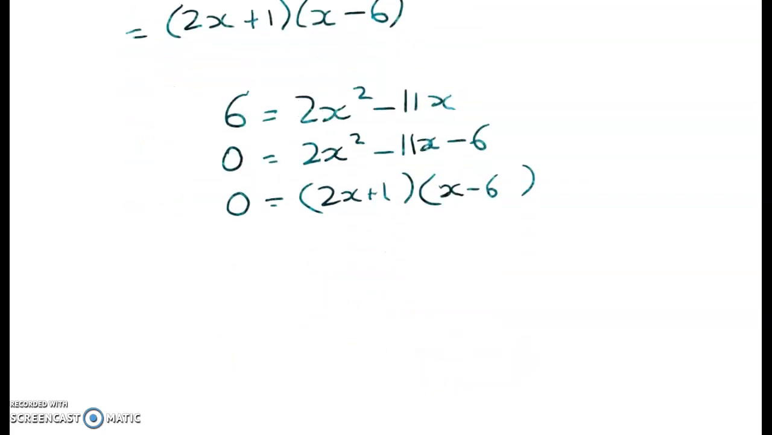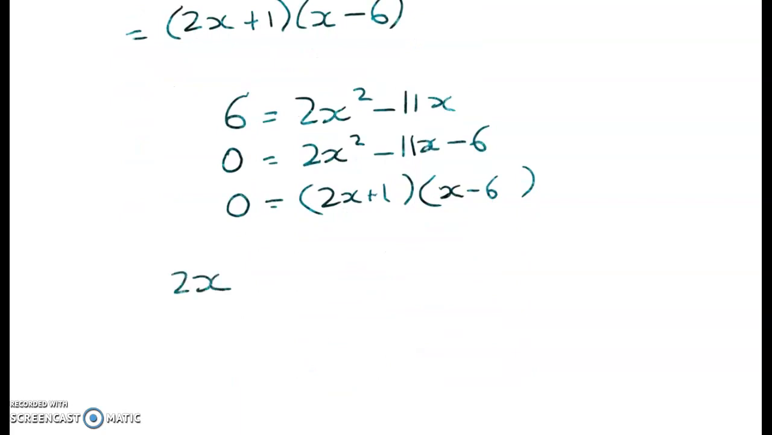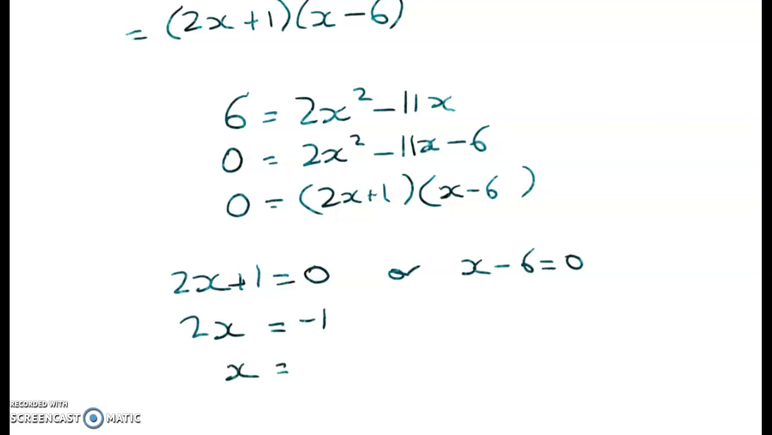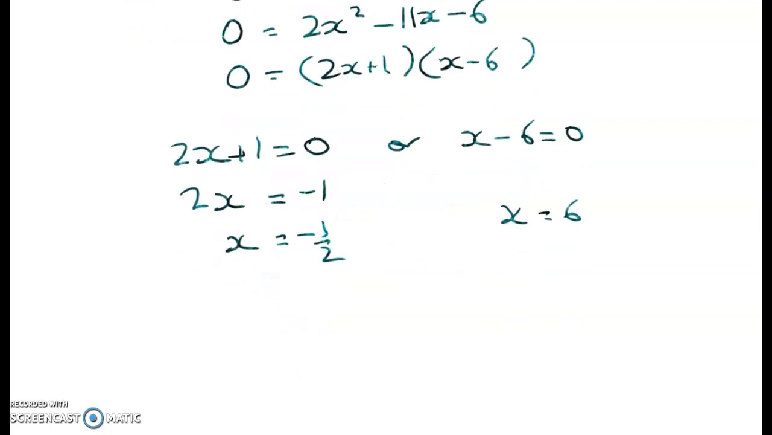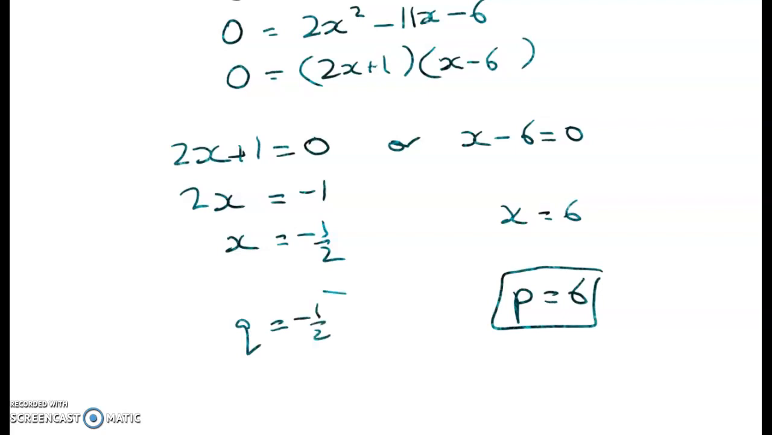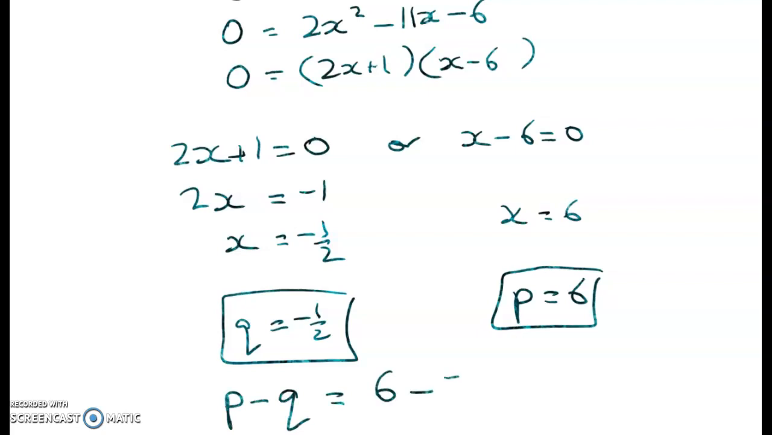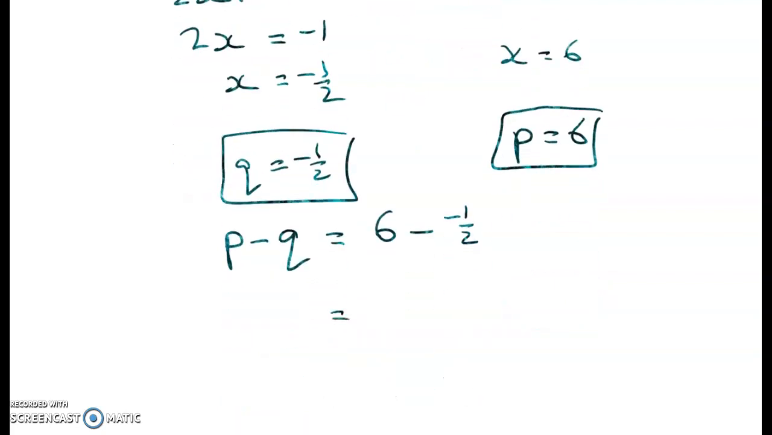And the last step is to find those two solutions. So 2x plus 1 is equal to 0, or x minus 6 is equal to 0. That gives me that 2x is equal to negative 1, x is equal to negative 1/2, or x is equal to 6. And p was my big number, so p is 6, and q is negative 1/2. And that means that I can find p minus q, and that's going to be 6 minus negative 1/2, which is 6.5, or fine to write 6.5. Either of those is good.